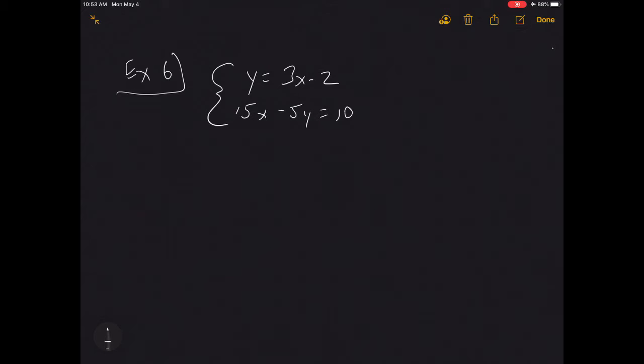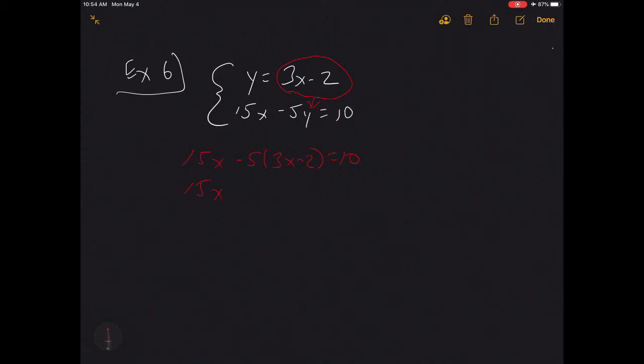Okay, so the first thing you should be able to see is this is not set up correctly. I've got the x's and y's on opposite sides on the top one. However, because the y has a coefficient of 1, it's going to be easier to use substitution here. So I'm not going to reorder this. I am literally just going to take everything that 3x minus 2 is, that's equivalent to y. I'm going to substitute it in for the y down here, and then we're going to have everything in terms of one variable. So let's do that. So 15x minus 5 times, replace the y with 3x minus 2, equals 10. Okay, let's go ahead and solve this one.